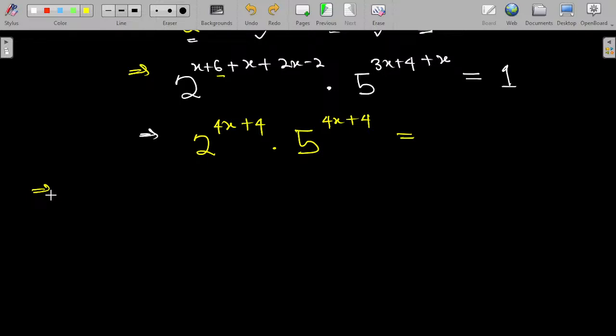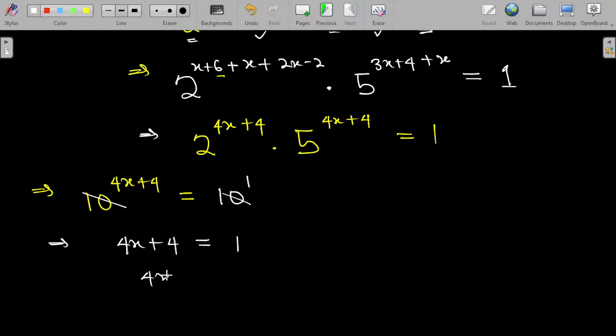So I will now multiply the bases, and 2 times 5 is 10. So everything is now raised to the power of 4x plus 1. Immediately I can write my 1 to the base of 10, because I now have a single base on the left hand side. So it will be base of 10 to the power of 1. And so equal bases will go away, and my power 4x plus 4 will be equal to 1.